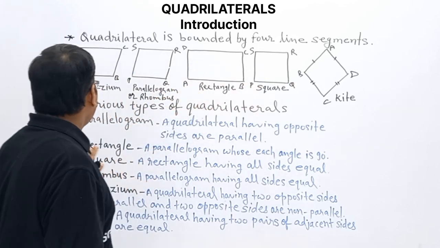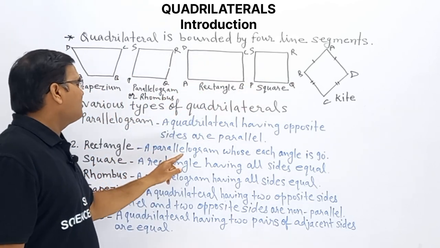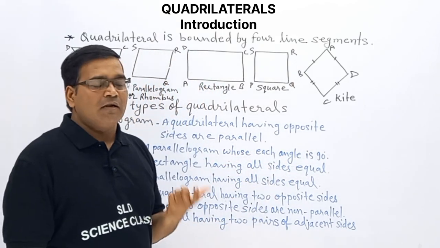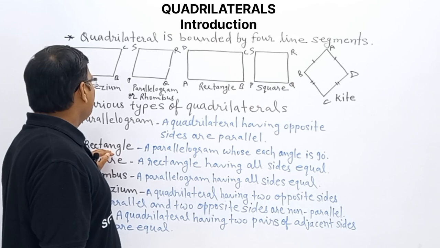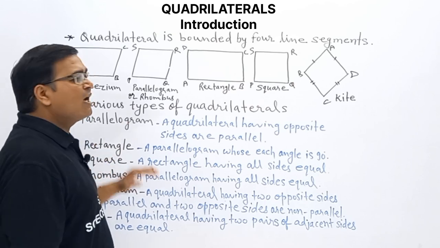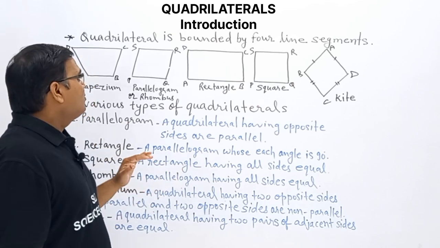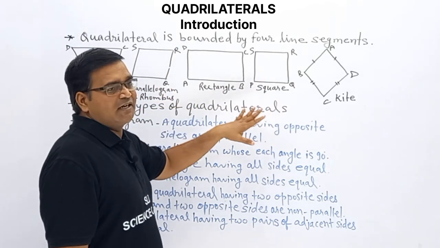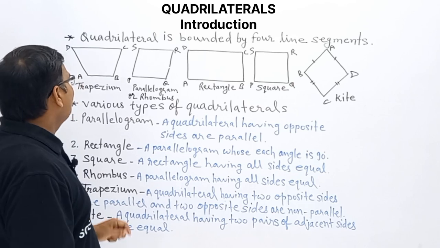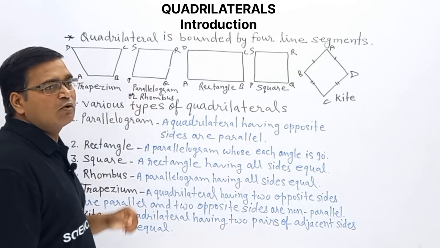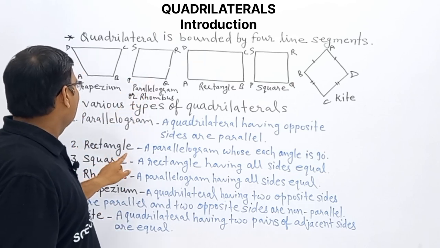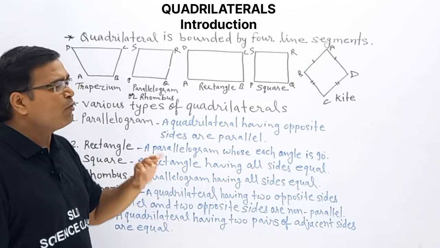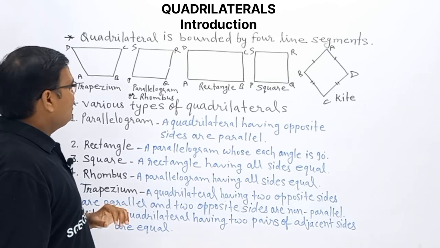Now, next one is the rectangle and square. Now what about the rectangle? A rectangle is a parallelogram whose each angle is 90 degrees. Rectangle and square, both are quadrilaterals. All these are quadrilaterals, but we are having different names. First one is the parallelogram, second one is the rhombus, next the rectangle, then square, then trapezium and kite. These all are quadrilaterals. But what is the difference between these we are discussing.